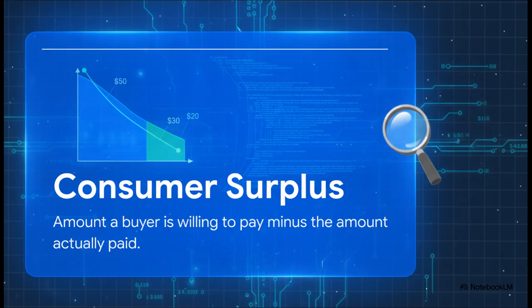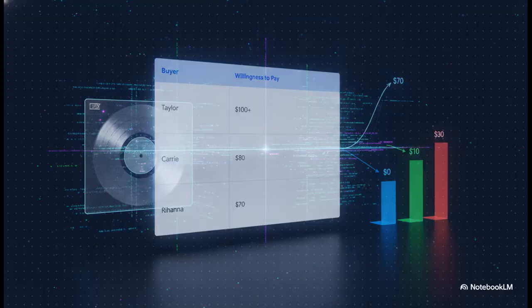The metric we use to track their ultimate benefit is called consumer surplus, and it's super simple. It's just the amount a buyer is willing to pay minus the amount they actually end up paying. So if you're willing to pay $50 for something and you snag it for $30, boom, your consumer surplus, your net benefit is $20. Let's process a raw data stream from the source material to see this in action.